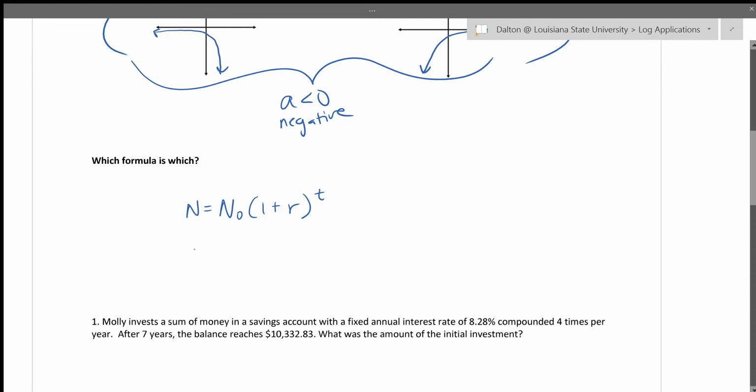You're going to see N equals N sub 0 times e to the kt power. You're going to see A equals P times (1 plus r over n) to the nt power. And you're going to see A is equal to P times e to the rt power. So there's going to be a bank of formulas, and this is what you're going to see.